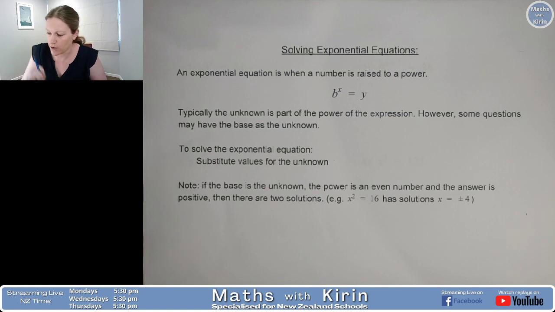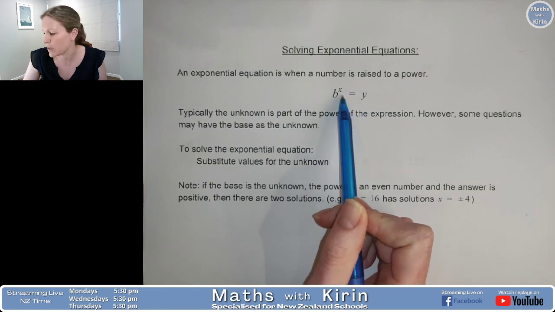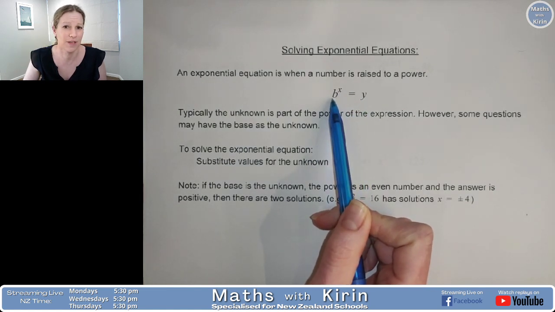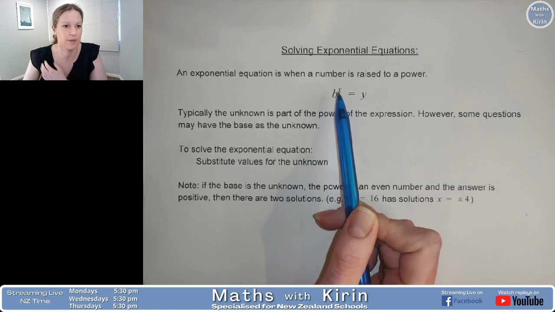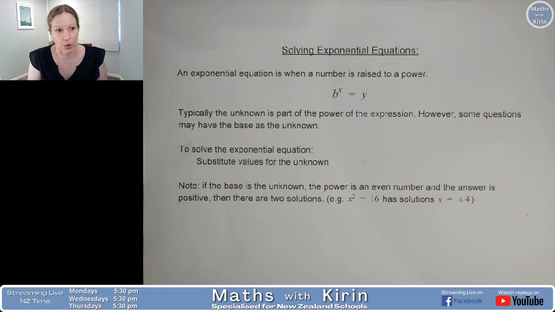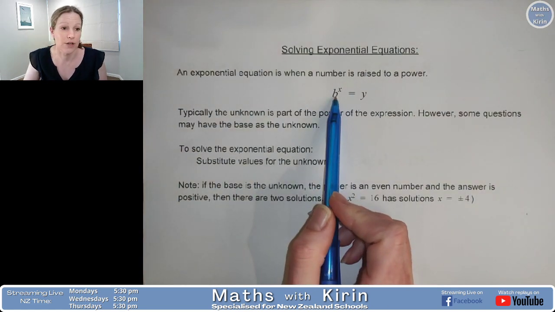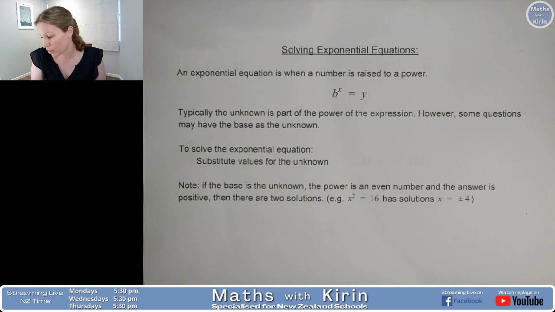An exponential equation is an equation where a number is raised to a power. Typically we write it as b to the power of x is equal to y. We refer to b as the base number. x, in this way of writing it, is your power, and y is what it is equal to. Typically the unknown is the power, the x that you're solving for, but you may come across a question where the unknown is the base. So we will look at both.